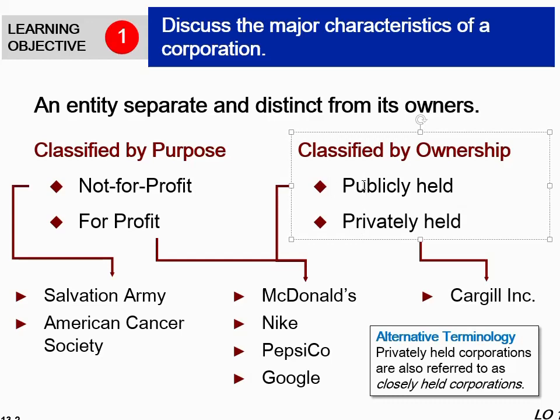Examples of publicly held corporations are McD, Nike, PepsiCo, and Google, whereas privately held corporations are Cargill and Koch Industries, and many more. So here we have discussed two different classifications, or you can say two different categories of organizations.